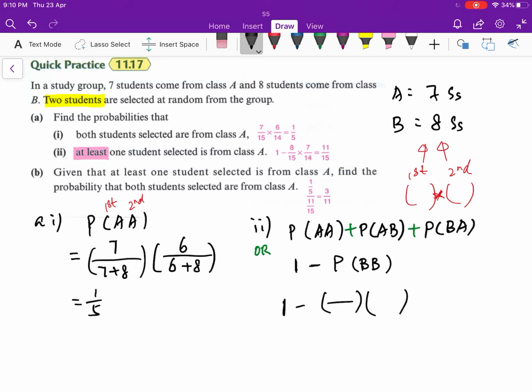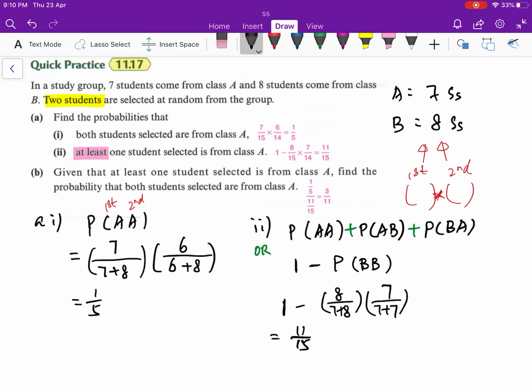So what is the probability of BB? The first student comes from B, that means 8 of them. Then after you pick one of them from B, there are no more 8 students. We only have 7 students left, okay? So this is the probability of A2 that you want to find. So A1, A2, got it right?